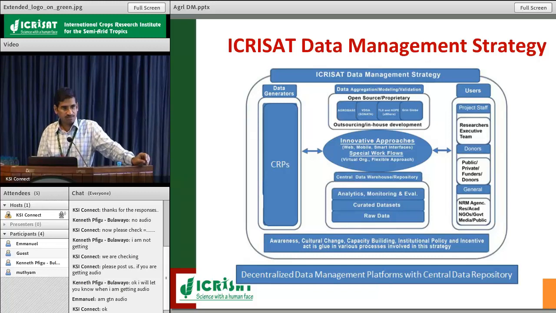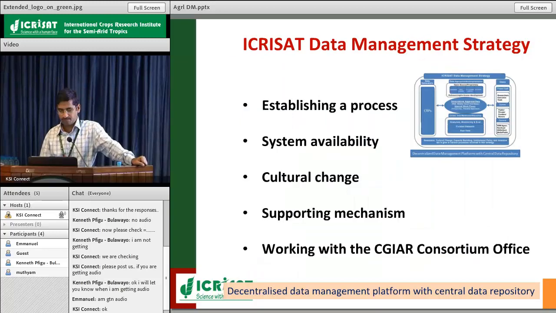Like for social science we have VDSA. For breeding we have something different. So we have different platforms for different projects, and we keep it in a central data repository, a kind of one-stop shop for all the data needs. If you have good data, even ICRISAT has 43 years of research data. Some of it is digital, some in hard copies, so we need to handle everything. But we need a system where the data can be deposited after curation for data sharing. And we need to establish a process.